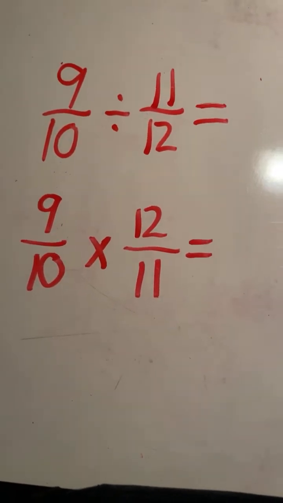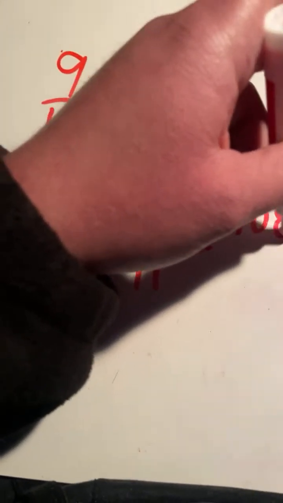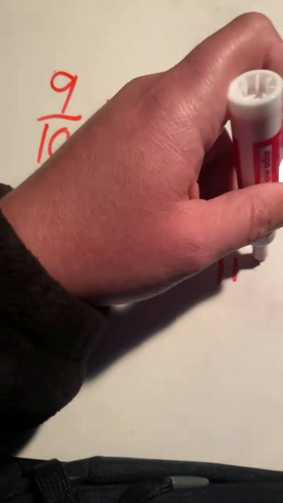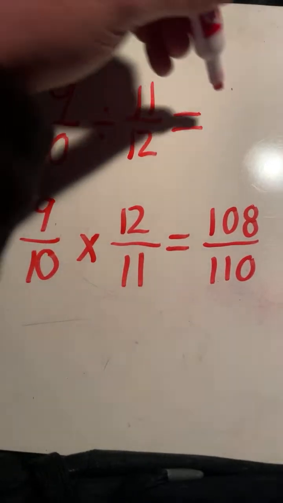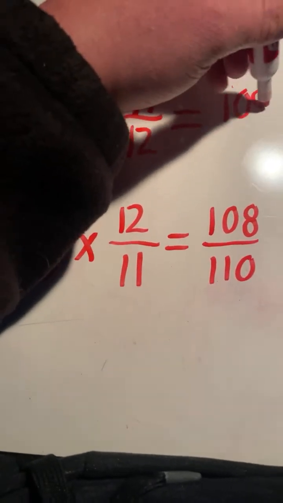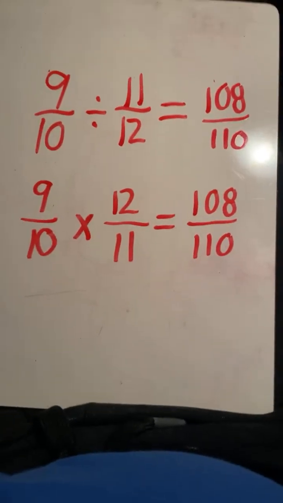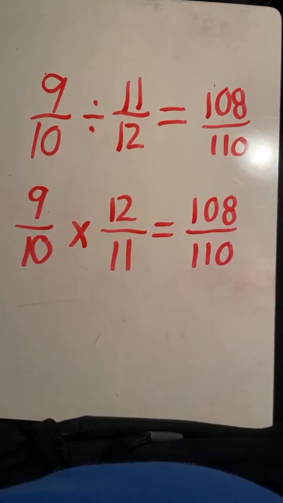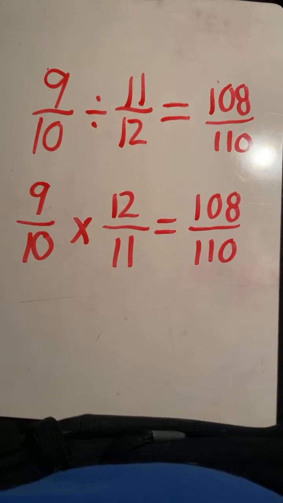Alright, 9 times 12 equals 108. And 10 times 11 equals 110. So our answer, 9/10 divided by 11/12 equals 108/110. Now this answer is not in lowest terms, but like I said, I will keep the reducing fractions to lowest terms for another video that deserves its own video.